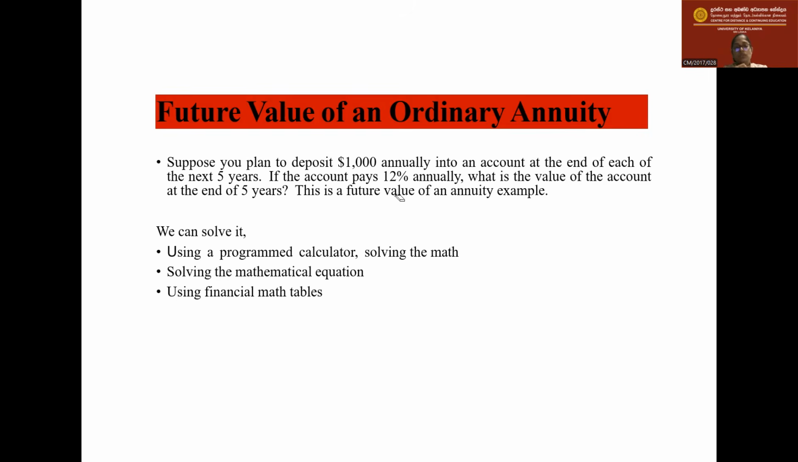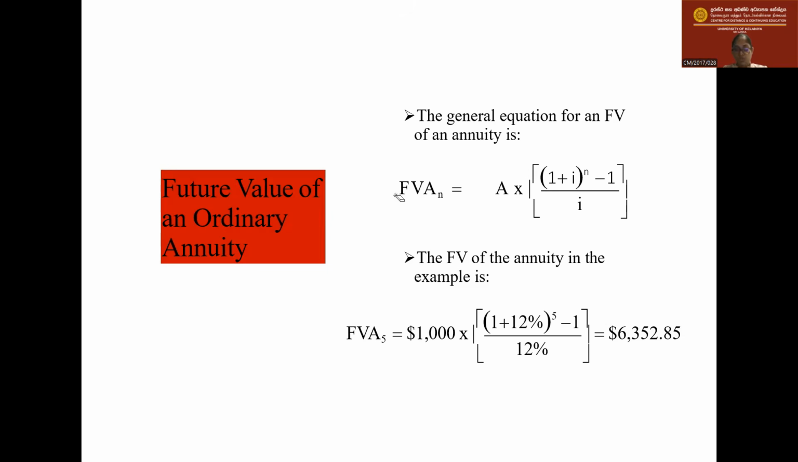In the same question, we can solve by using a programmable calculator, a mathematical equation, or financial math tables. We are using the mathematical equation. So here, carefully look at the future value of an ordinary annuity. The formula would be like this. A, that means the amount, multiplied by open a bracket, 1 plus I to the power of n, minus 1, the whole divided by I.